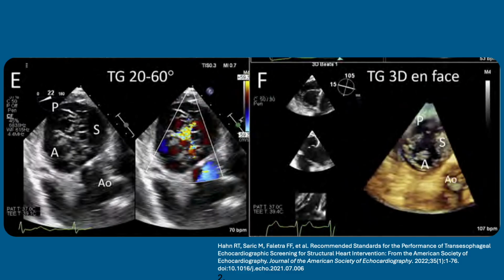This is the example of the transgastric short axis view with the tricuspid valve presented in the on-fast view. Here you can see the relationship of the three leaflets of the tricuspid valve, the septal, anterior, and posterior leaflet, relative to the aortic valve, and the aortic valve being at the 5 o'clock position. This is a great view again to identify the location of regurgitant jets.